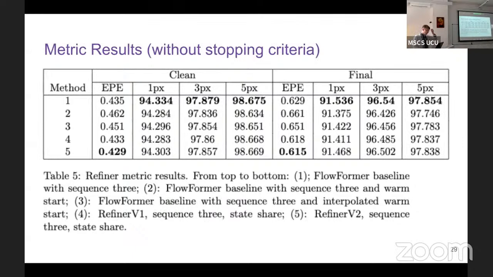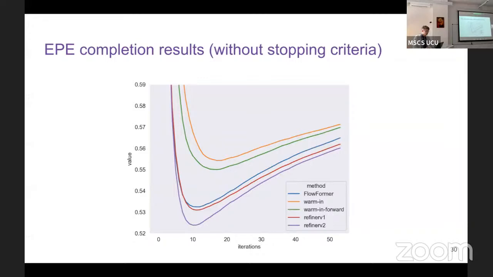Also, we tried to remove such ideology with the solving criteria and see how it can perform without it. We see here that our refinement version 2 achieves the best EPE results, 0.82, and it's quite good for us, so we accept this hypothesis. Here you can see charts that represent the refinement version 2 results, showing EPE results across iterations.